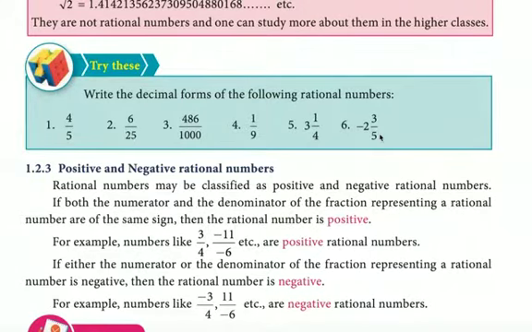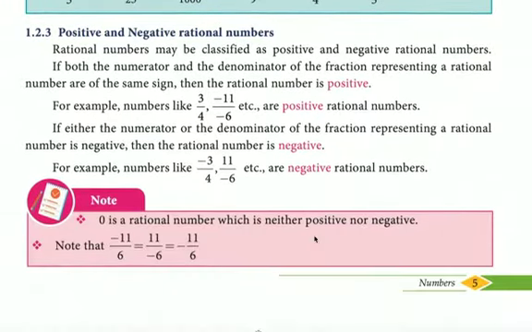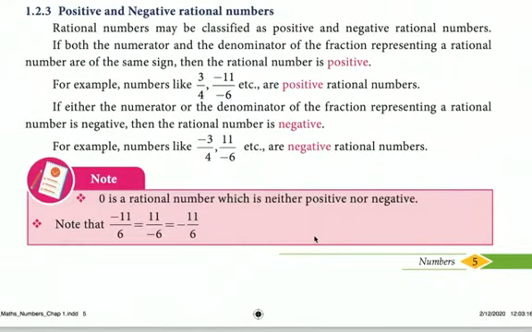Positive and negative rational numbers. Rational numbers may be classified as both positive and negative. If both numerator and denominator have the same sign, then the rational number is positive only. If either the numerator or the denominator of the fraction representing a rational number is negative, then the rational number is negative. Either may be numerator or may be denominator.